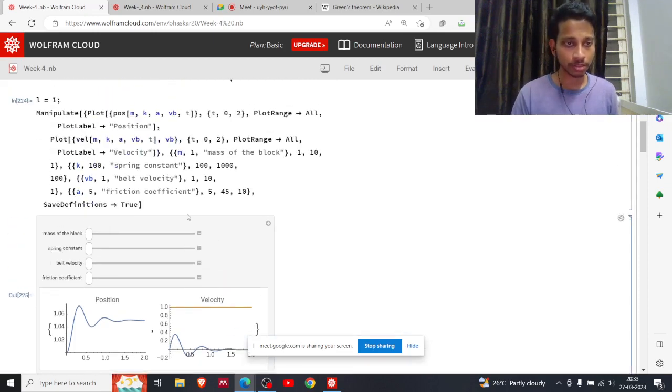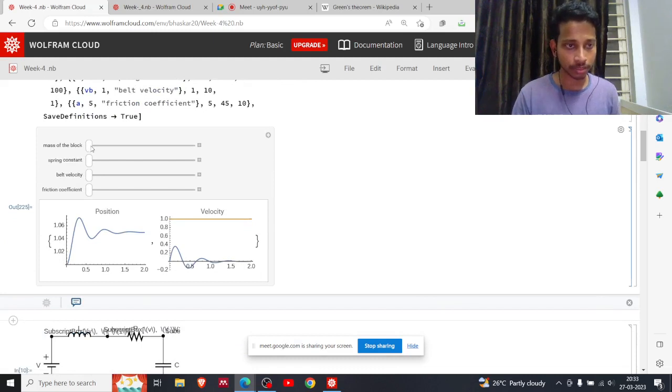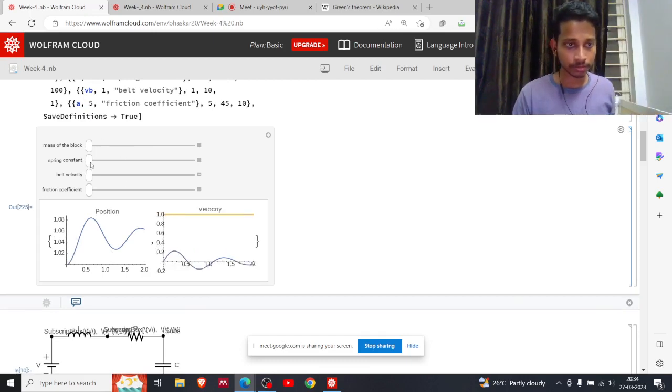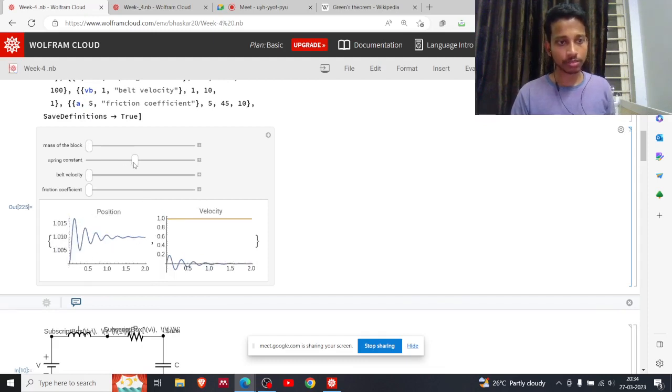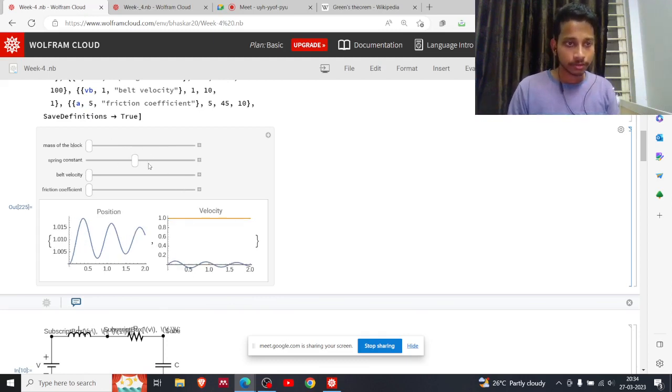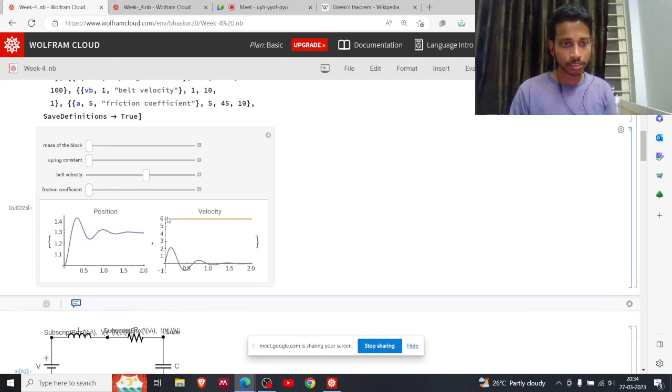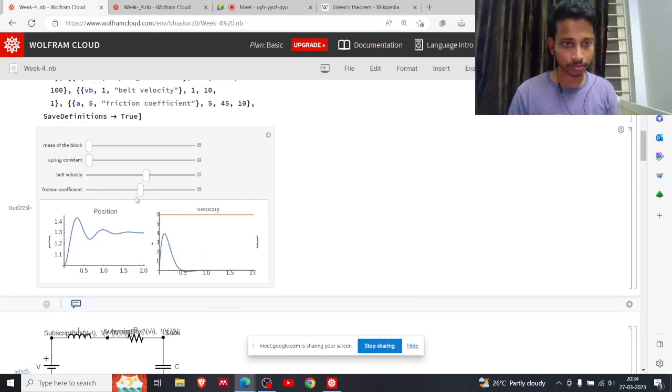mass or the block. So now if I increase the mass, you can see the change in the nature of the equation. The oscillation is decreasing. Now I am increasing the spring constant. You can see the oscillation is increasing with the spring constant. Now I am increasing the belt velocity. So you can see the yellow line goes to 6 from 1, and here the amplitude is slightly increased. Now I am increasing the friction coefficient.